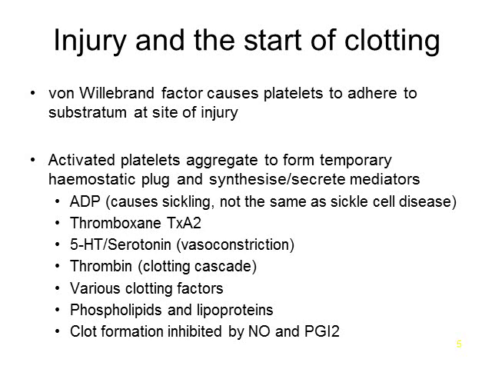The other key factors that you must know about being produced are thromboxane A2, 5-HT, serotonin, which causes the vasoconstriction, thrombin, which is a key modulator in the clotting cascade, plus various other clotting factors. Phospholipids and lipoproteins are also produced. However, it's important to note that clot formation is inhibited by nitric oxide and PGI2.